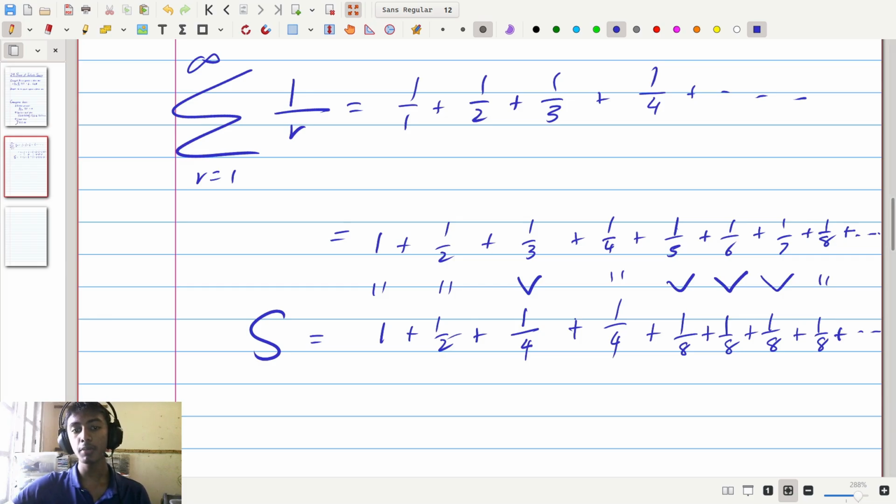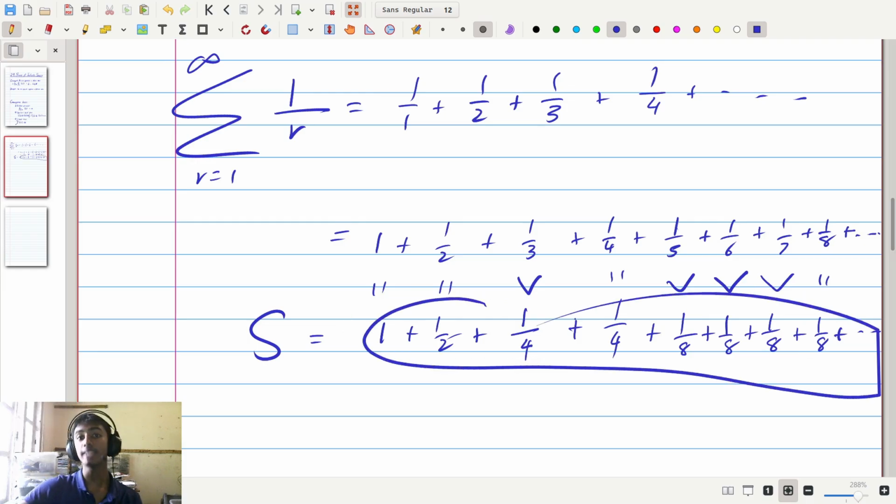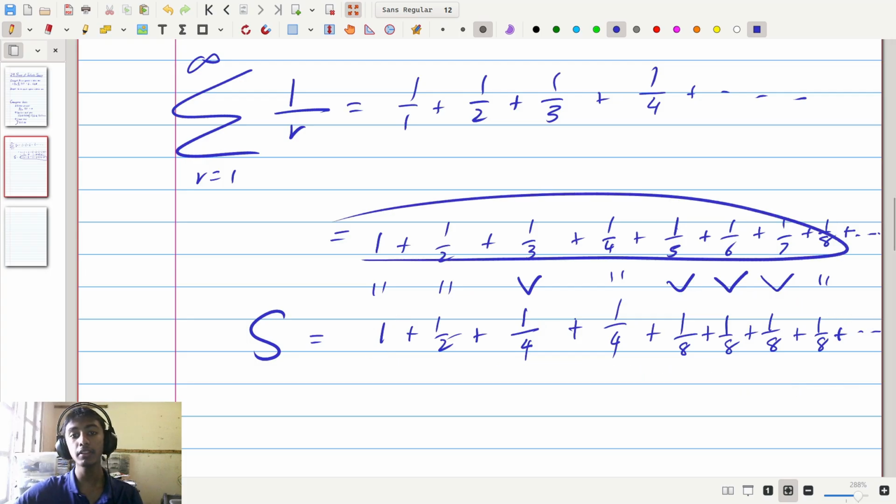So we have a bunch of terms that are equal, but we also have some terms in this sum that are less than. So we can say that every term in here is less than or equal to every term in this sum over here.